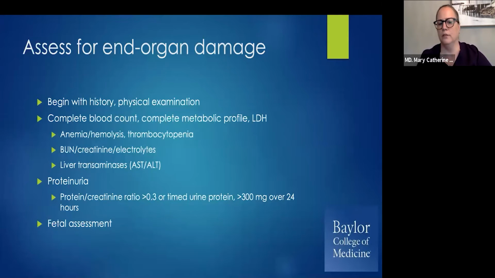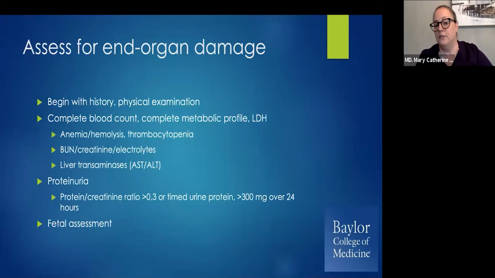So again, on those, we're looking for anemia, hemolysis, thrombocytopenia. We're also looking at renal function via creatinine, BUN, electrolytes, and then liver transaminitis as well with the AST, ALT. And then, of course, some measure of proteinuria, which I think probably varies by institution. The use of just a single dipstick urine is somewhat discouraged if other options are available. However, in some practice settings, that may be all that is available.